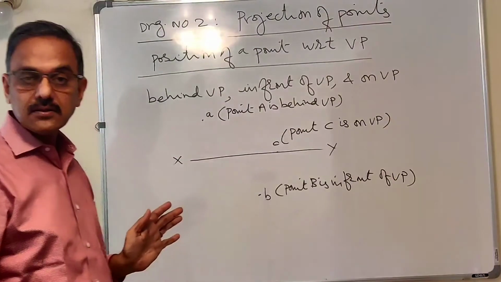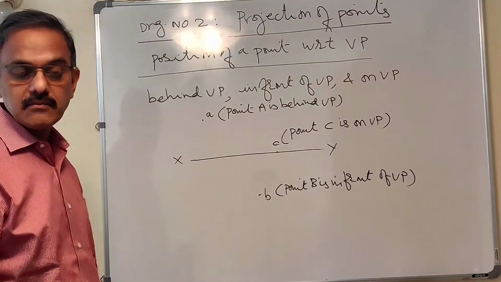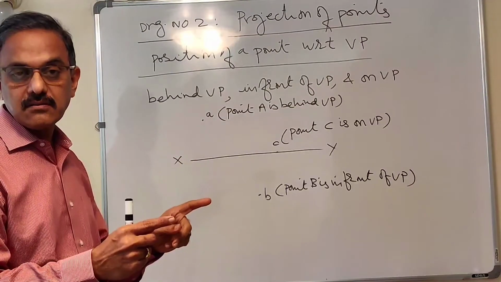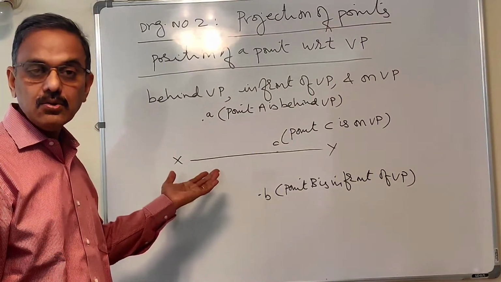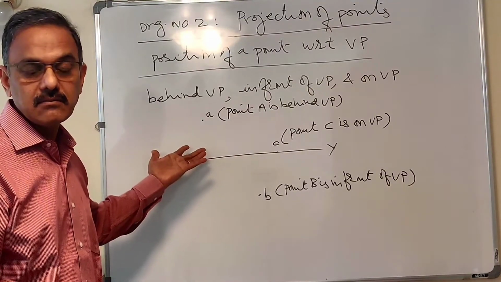How do you convert the 3D scenario into 2D? This is how you convert. In a 3D scenario, you had actual points, but in 2D, you have their projections. You have the top views here. That is the difference.